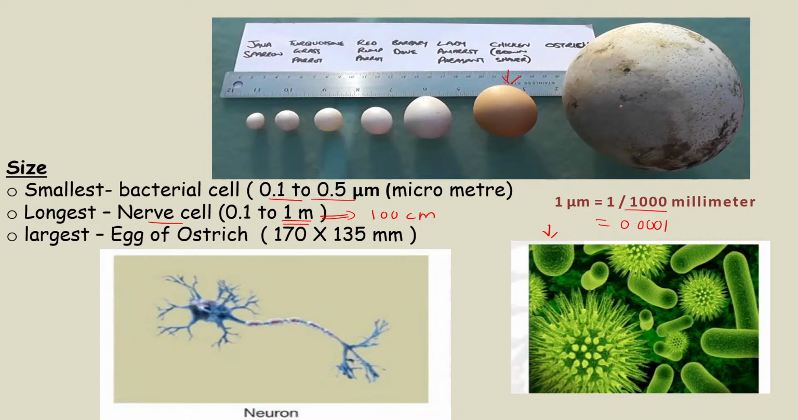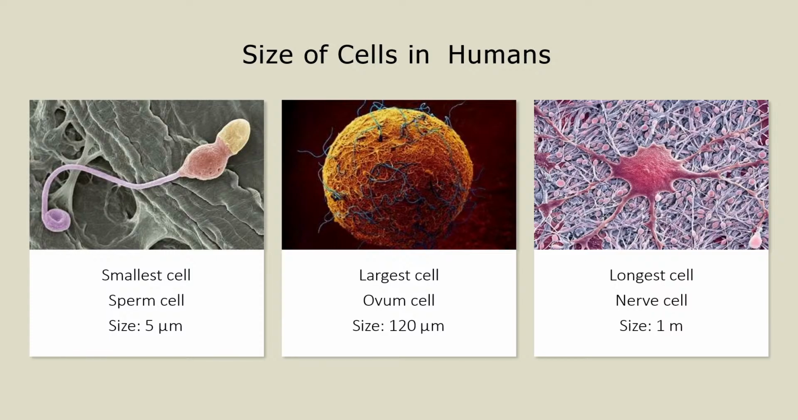See, the size of the egg of an ostrich is 170 to 135 millimeter. Such a big one. The ostrich egg cell is the largest. So the smallest we have is the bacterial cell, the longest we have is the nerve cell, and the largest we have is the egg of an ostrich. Okay, let's see the small size of the cells in the human body.